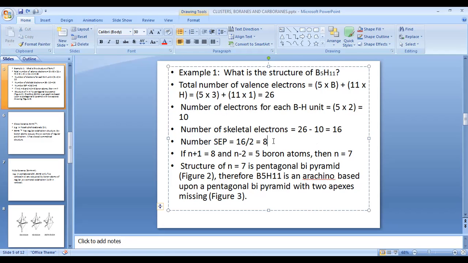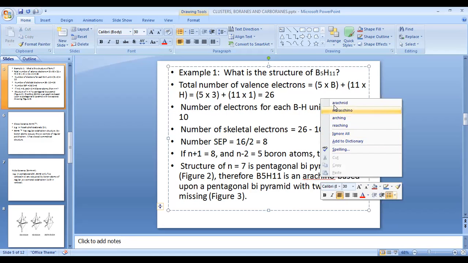Now see how we can get the n value. Always SEP equals n plus 1, and SEP is 8, so easily we can guess n is 7. Then n minus 2 is 7 minus 2, which is 5. Since this 5 equals the number of boron atoms, the structure of that borane is arachno.